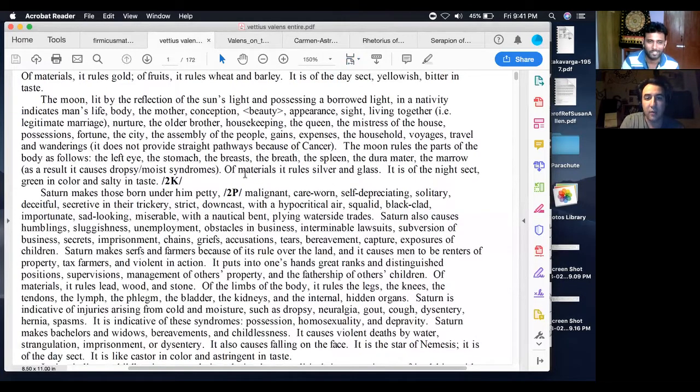Yeah. Of materials, it rules silver and glass. Again, silver because it's sort of the opposite of gold. You know, the moon is silvery. Glass because it's see-through, and the moon is also definitely associated with mirrors and things see-through, like fish tanks or water, anything that kind of is like that. And then it's the night sect. Green in color, that's kind of obscure. That's probably up for debate by other authors. Salty in taste. That to me does make sense. Do you want to say anything about this other stuff?